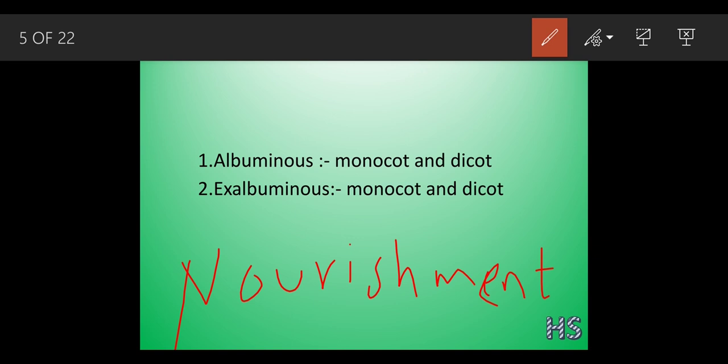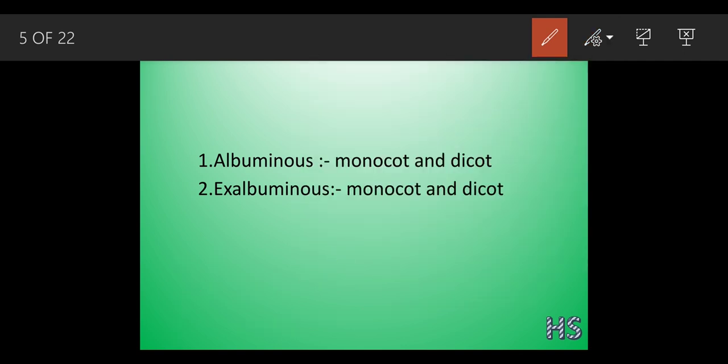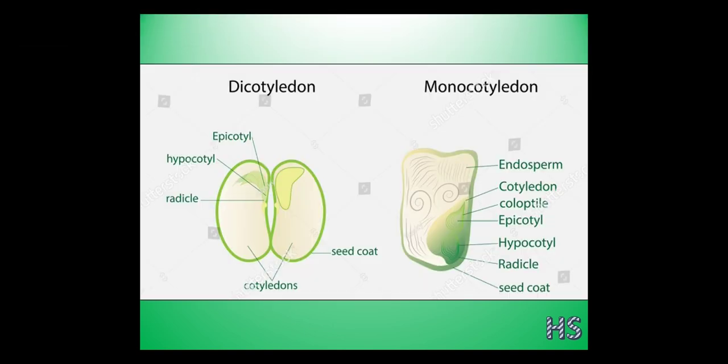So what was there inside the seed? There was a small baby, which is called the embryo. This embryo will get the proper amount of nourishment from this endosperm. This endosperm has been classified into two parts. One is considered albuminous, and the second is considered exalbuminous. So let's discuss them one by one.